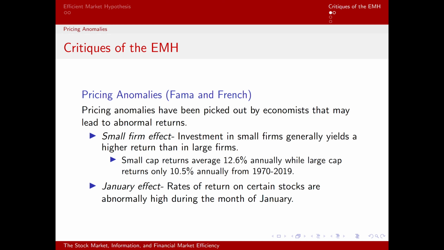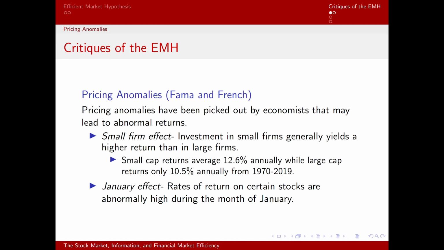But one of the big ones that you hear about a lot is the small firm effect. And that just says that investment in small firms generally yields a higher return than in large firms. So if you look at the time period from 1970 to 2019, small cap returns usually averaged about 19.6% annually, while large cap firms only return 10.5% annually. So we're talking about a 2% difference in annual returns for these small capitalization companies, these smaller companies compared to the big ones.